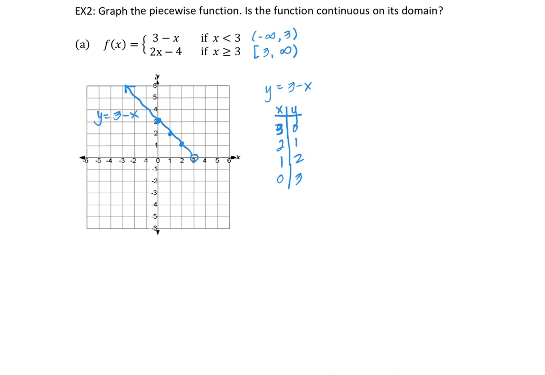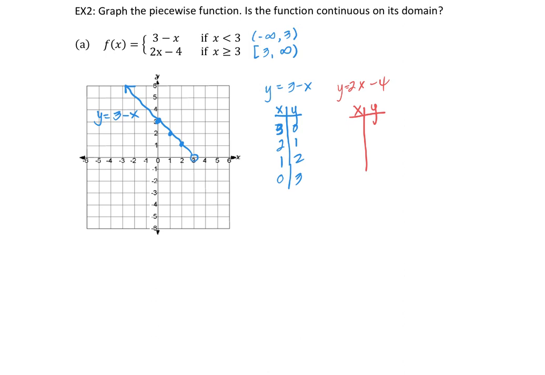And I'll go ahead and use a different color again so we can see the two different pieces. The next piece would be y equal to 2x minus 4. And I know that that's going to be a line. But again, even if you didn't, you would just plot points and see what the graph looks like.